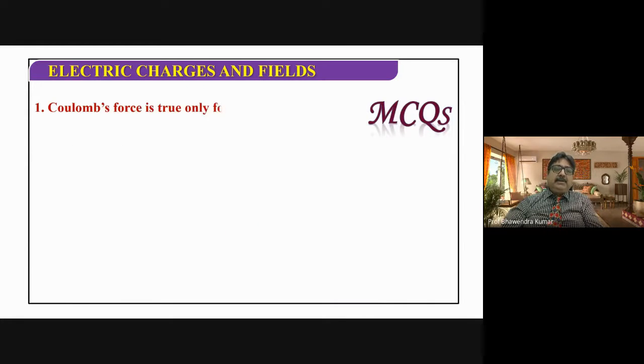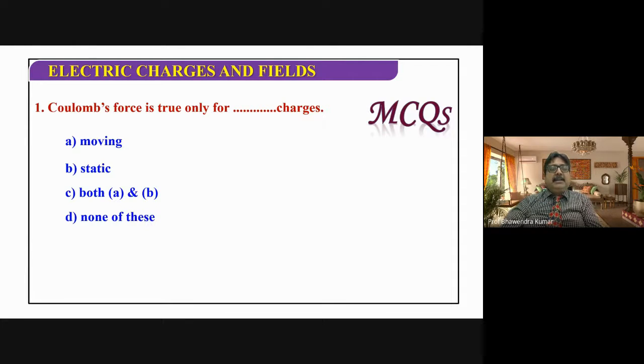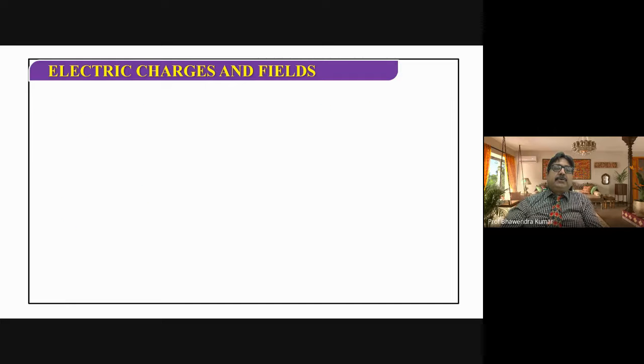Now let us try to answer a few questions. Coulomb's law is true only for what type of charges? Is it for moving charges, static charges, or both? The answer is that it is true only for static charges, because Coulomb's law is for electrostatic force.